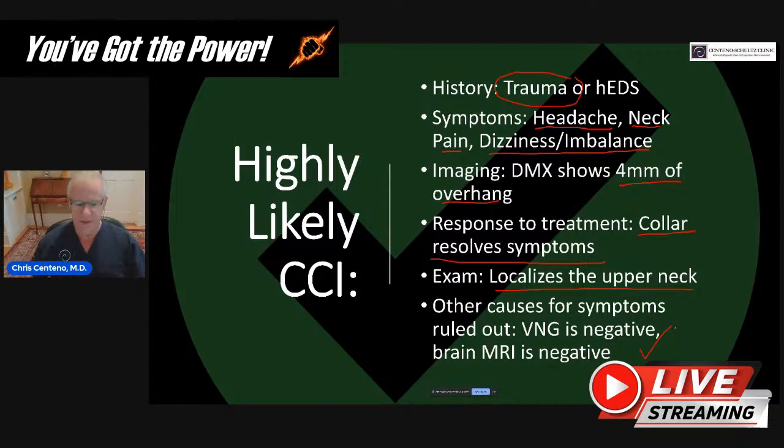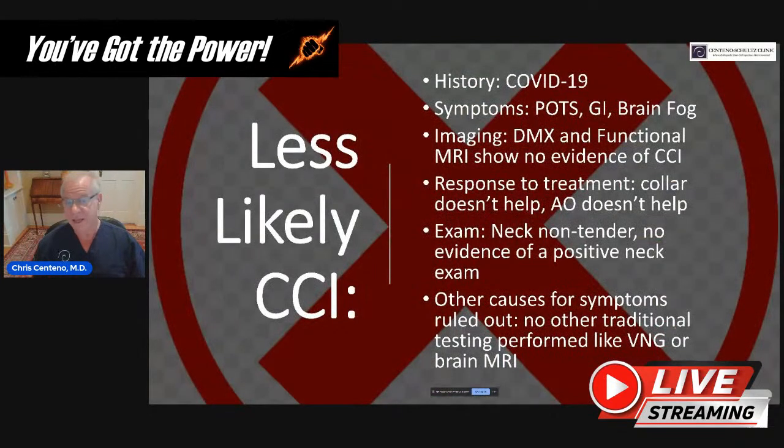Less likely CCI: I had COVID-19. Now they tell me I've got long COVID. And 6 months after that, I started to get these types of issues. Symptoms are POTS, GI, brain fog. Again, doesn't mean this person doesn't have CCI. It just means that it's a lot harder now to get to that diagnosis.